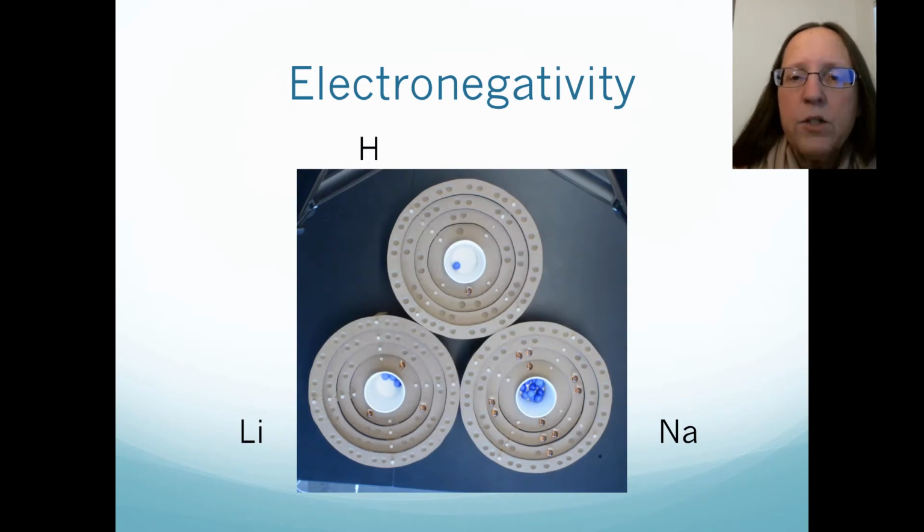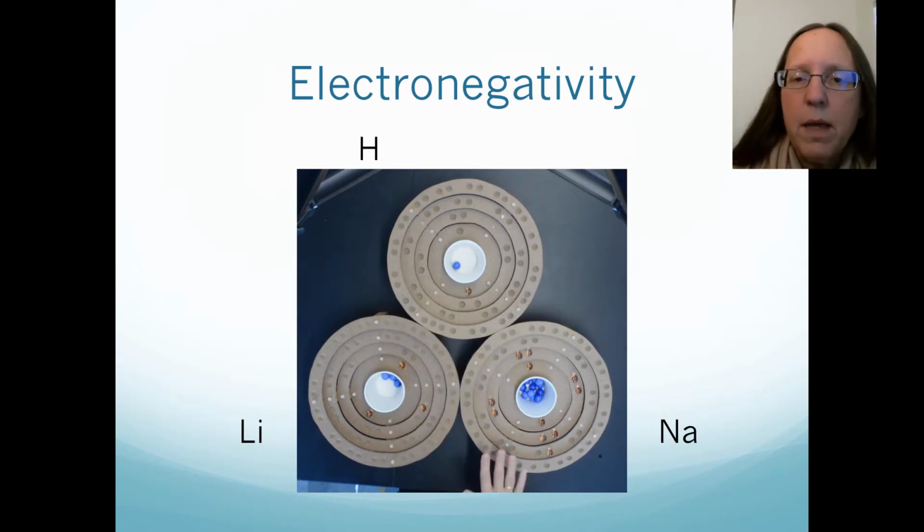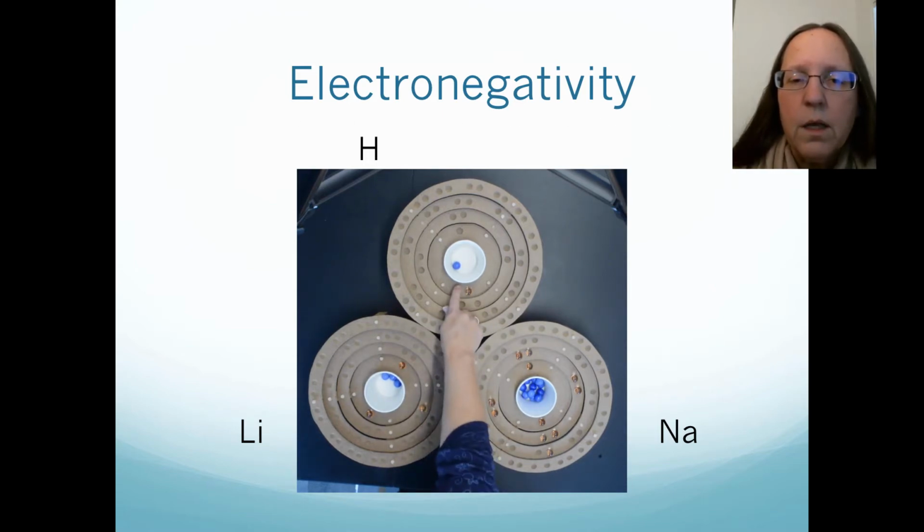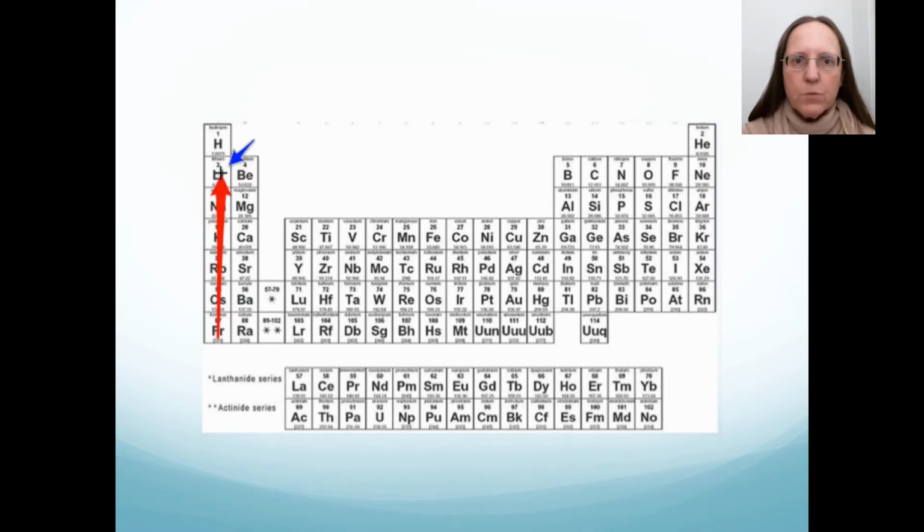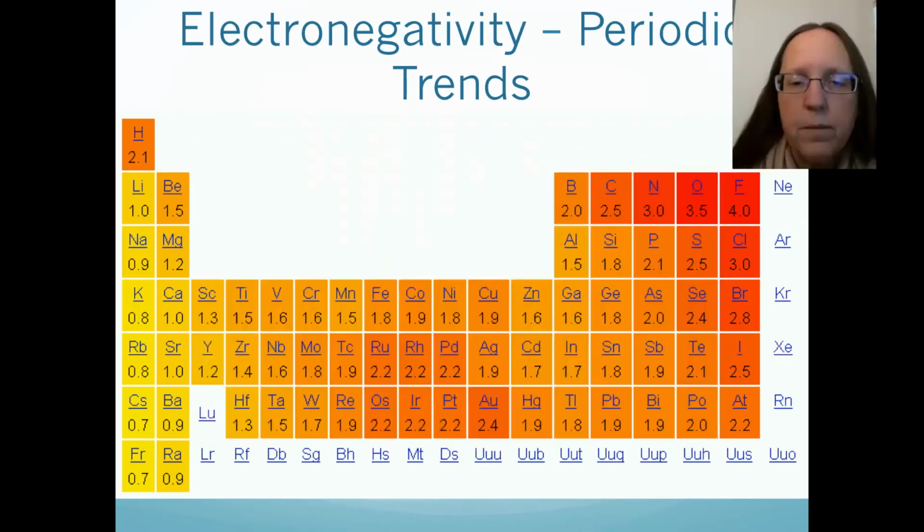Now let's compare hydrogen, lithium, and sodium. Each of these atoms has 1 valence electron, but those valence electrons are in different main shells. The second main shell is further from the nucleus than the first. Likewise, the third main shell is further away than the second. As the number of the main shell increases, the distance from the nucleus also increases. Electrons, which are further from the nucleus, are not held as tightly as electrons which are closer in. So electronegativity increases as we move up a column of the periodic table.